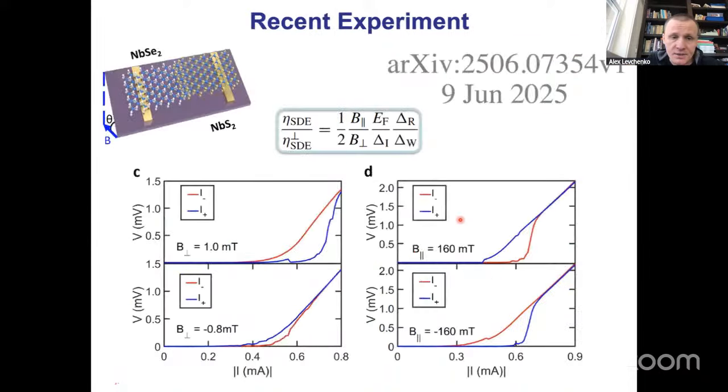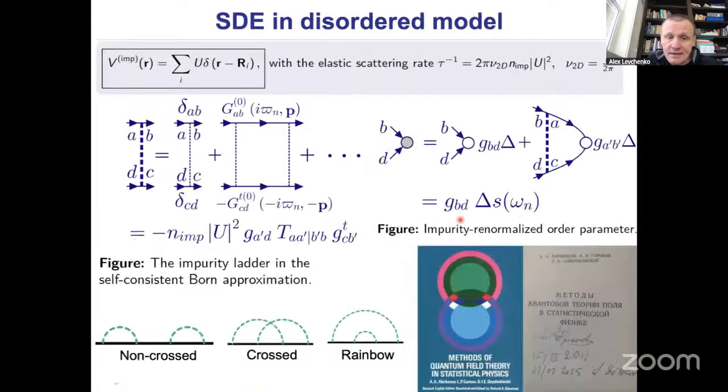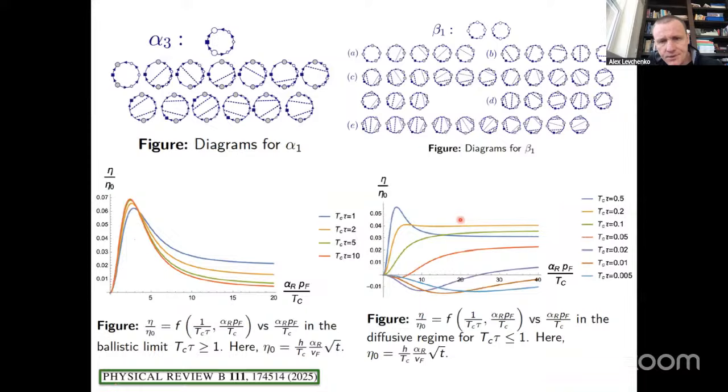This has been measured in this niobium diselenide, niobium disulfide heterostructure, and they do see results that I would say are quite consistent with the computation that we've done. We also looked at the effects of disorder scattering. Any material is susceptible to impurities and imperfections. It is a much more difficult calculation to do, but we did it, and we also see a strong enhancement of this diode effect through an extrinsic effect.